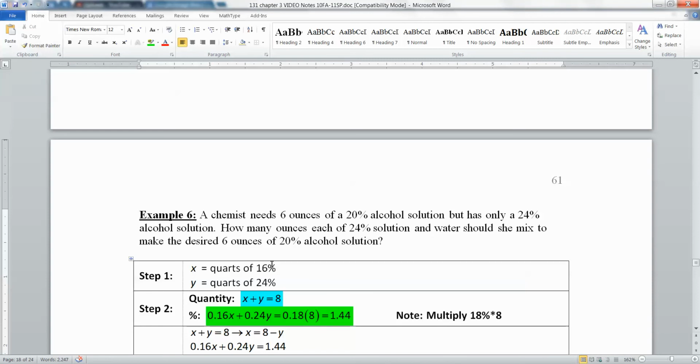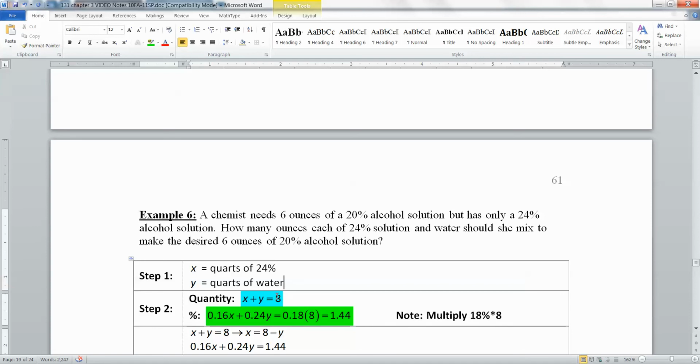You have a chemist that needs 6 ounces of a 20% alcohol solution, but has only a 24% alcohol solution. How many ounces each of 24% solution and water should she mix to make the desired 6 ounces of 20% alcohol solution? Notice you want 20%, you want 6 ounces of it, but you only have 24%. But remember, these solutions are mixed with water. So if you just have plain water, you'll be able to dilute the 24% to get it down to the 20%. That's what we're saying. All right, so let's let X be the number at 24%, and Y is going to be the quarts of water.